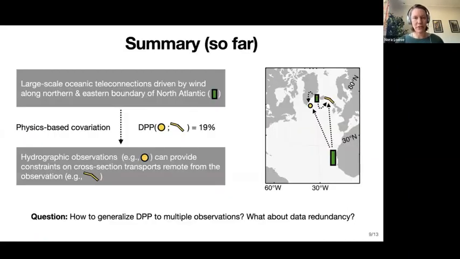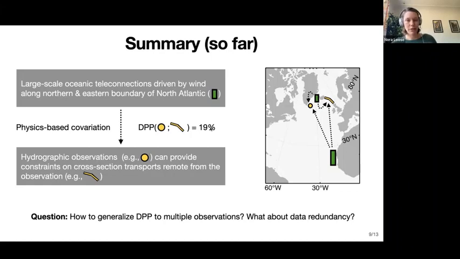So let's summarize what we've seen so far. We've looked at large-scale oceanic teleconnections driven by wind along the northern and eastern boundary of the North Atlantic, and these teleconnections lead to physics-based covariation. And this physics-based covariation we have quantified by dynamical proxy potential. So in our case, we found a value of 19%. You might say, well, 19%, that's actually not a very high value, right? Or not high enough to be useful.